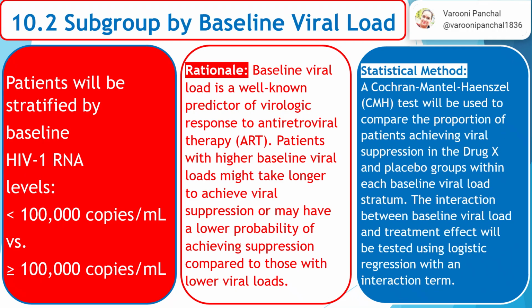Statistical method. A Cochran-Mantel-Haenszel CMH test will be used to compare the proportion of patients achieving viral suppression in the drug X and placebo groups within each baseline viral load stratum. The interaction between baseline viral load and treatment effect will be tested using logistic regression with an interaction term.